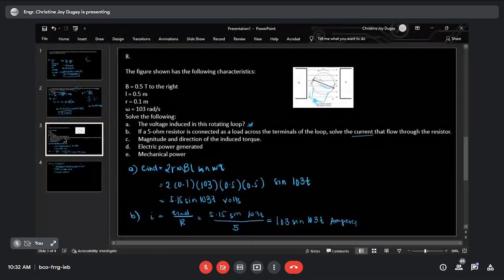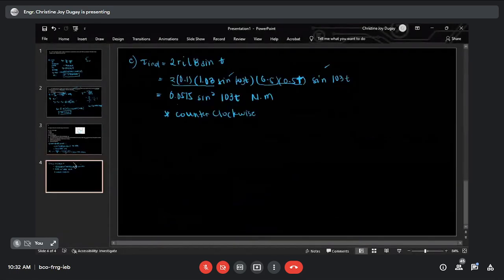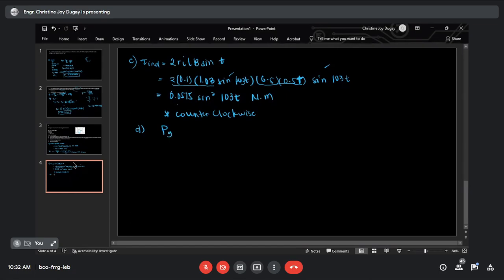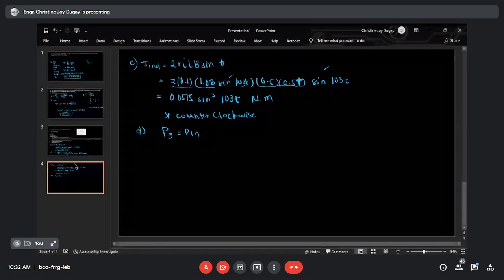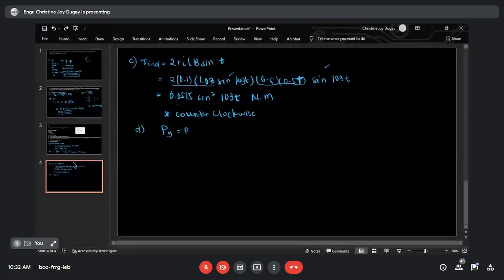Okay, next is the electric power generator. So, the question here is the electric power generated. It's not the P electrical, but it is the PG. Or yun po yung P input po natin. Ano yung na-generate natin ngayon dito? Or the P output? P generated. Tama. P generated na power.